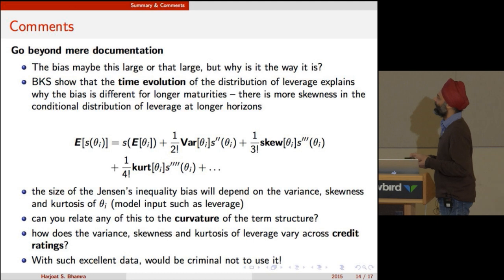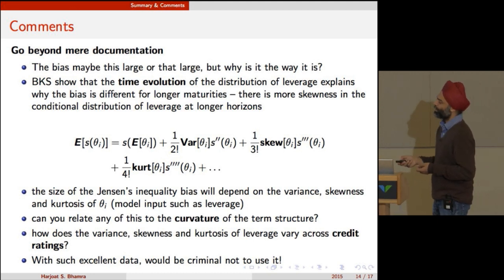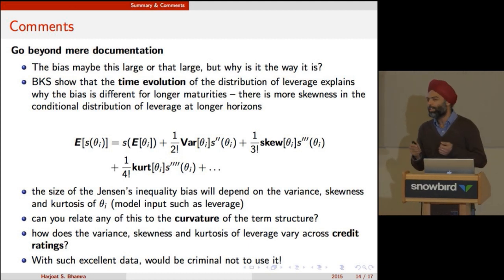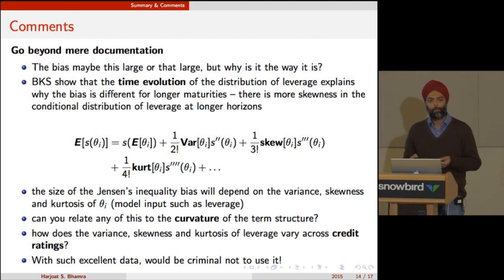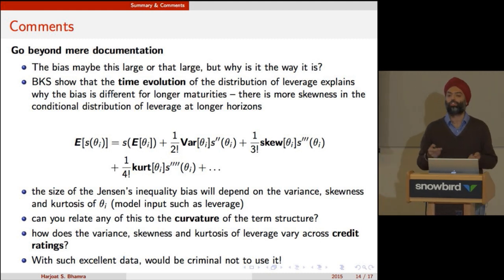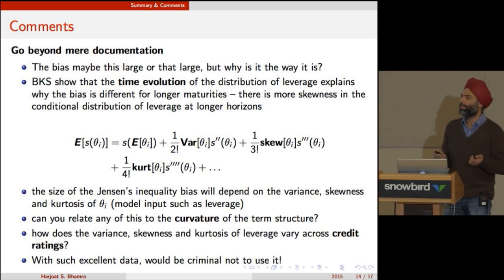If you just think about a simple series expansion, it's basically very similar to what we teach the students with utility and risk. Think about the cross-sectional mean credit spread. It's equal to the representative firm spread plus a variance correction, a skewness correction, and so on. So the size of the Jensen's inequality bias is going to depend on the cross-sectional variance, the cross-sectional skewness, and so on, with respect to some characteristics such as leverage. It would be nice if you could relate the term structure of credit spreads to some of these things. That would be interesting. For example, how does the variance, skewness, and kurtosis of leverage vary across credit ratings? Now, with such excellent data, I think it would be criminal not to do that.